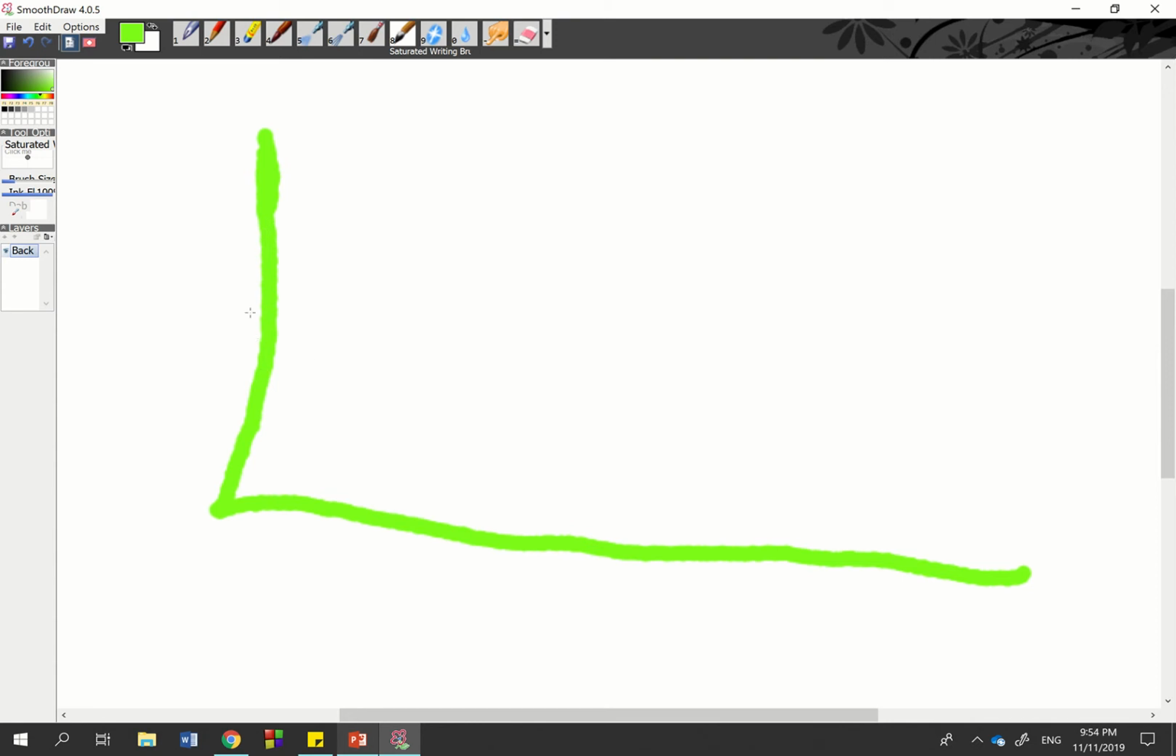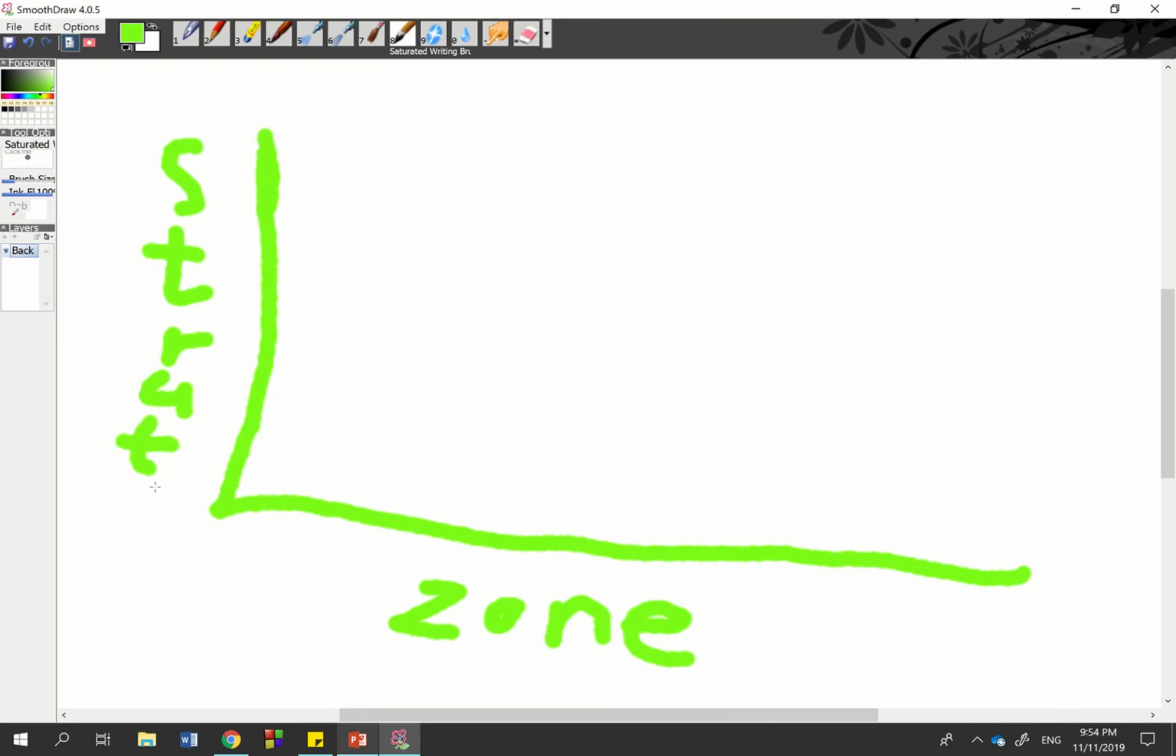So what are the names for both axes? It's not X or Y. The name for the X-axis is zone, and the name for the Y-axis is strata. Strata. And just remember these two words because it's two words. They're easy to remember, and they'll probably come up in the exam.